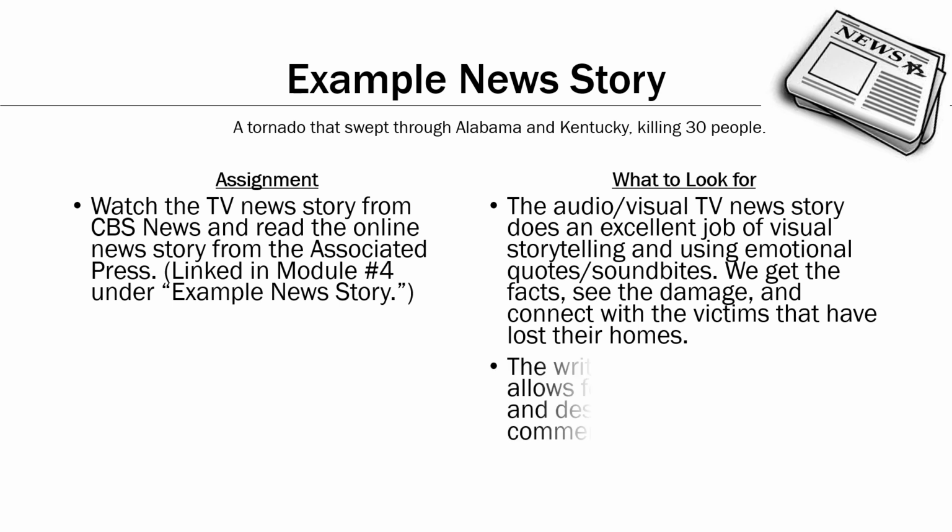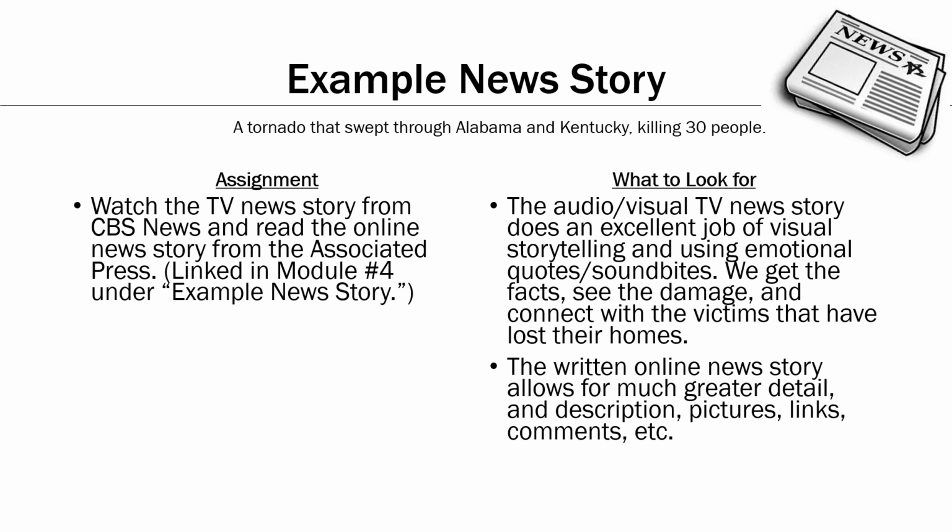The second example is the written online news story from the Associated Press. You'll see that this is slightly different from the TV news story for a few reasons. There's bigger words and longer sentences because the story is written for those that are reading with their eyes rather than listening with their ears. Pictures are placed throughout in places that match the written description.